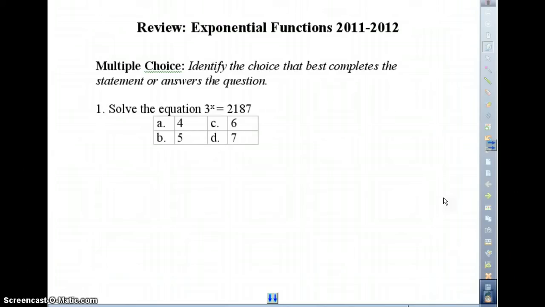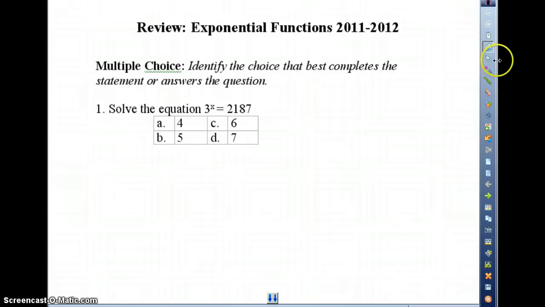All right, on your review, the first one says solve the equation 3 raised to what power equals 2,187? At this point, it's just guess and check for you guys, unless you remember what I taught you about using the log, which really is beyond the scope of this class. Is it 3 raised to the 4th power? The 5th power? The 6th power, or the 7th power?